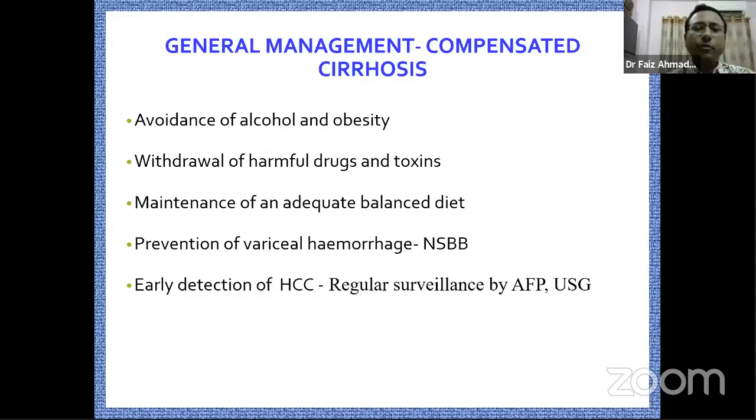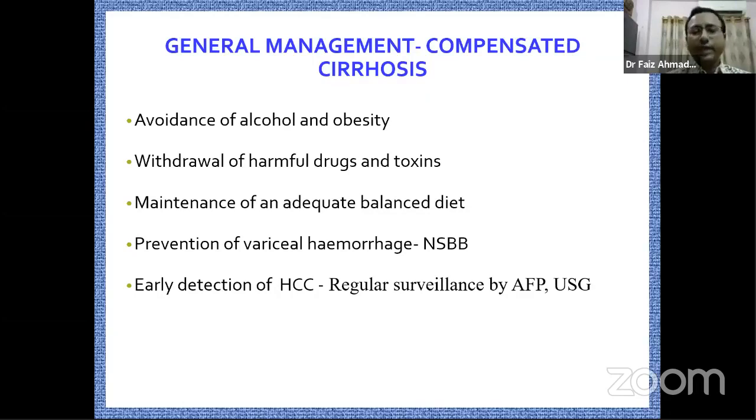General management of compensated cirrhosis. A patient with compensated cirrhosis does not have ascites, hepatic encephalopathy, coagulopathy, or jaundice. He is diagnosed with compensated cirrhosis by biochemical or imaging tools, but he can maintain his normal function and daily activities. In these patients, we should ask the patient to avoid alcohol if he is alcoholic. We should also ask the patient to avoid obesity, because obesity could lead to fatty liver disease, which can deteriorate the condition of the patient.